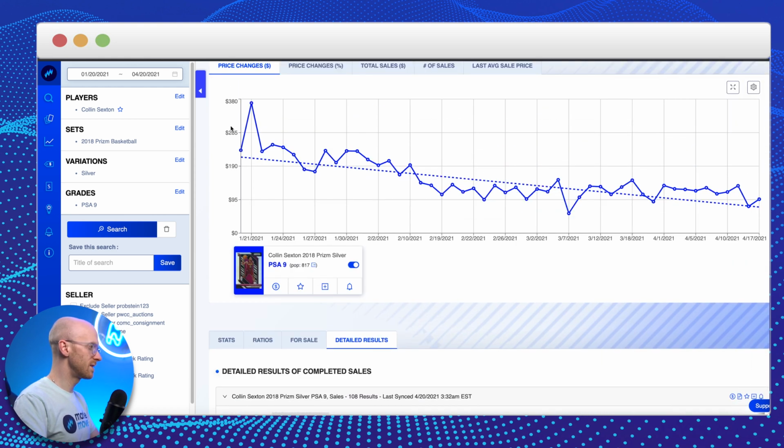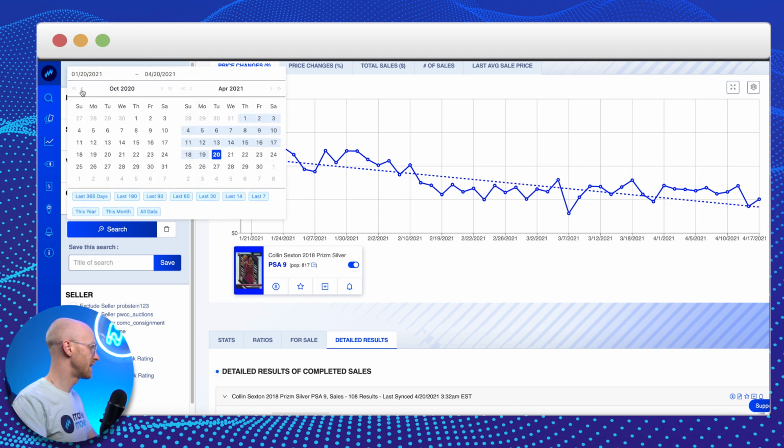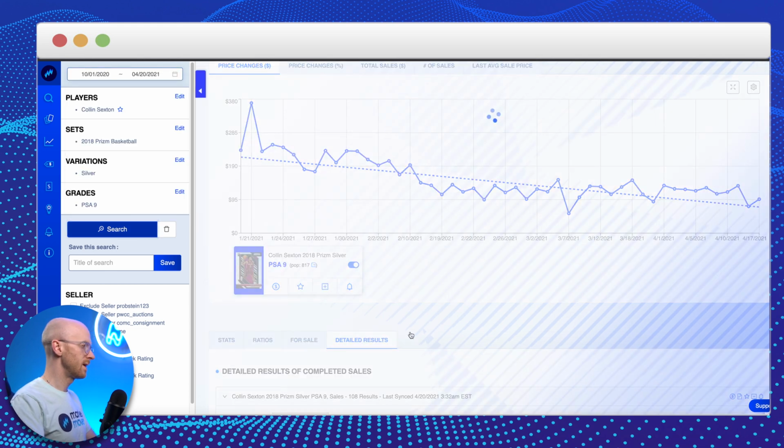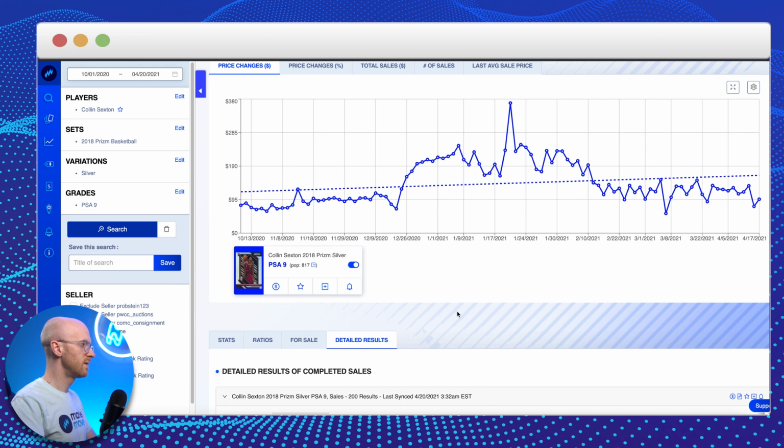But overall, look at this card. Look at the trajectory on this card, just coming down, down, down, down, down. Obviously, the Cavs are out of the playoff picture. They're still rebuilding. They're still trying to figure out how all these young players on their team are going to fit in and gel. But Collin Sexton is a guy who seems to have a really bright future. So again, I like to go back and see a little bit more context. Maybe let's go back to October 1st and see what's been going on with this card. And you can see it's come back down to where it was last October.